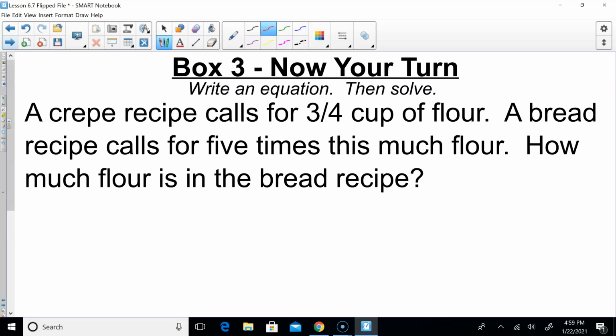And last but not least, write an equation then solve. A crepe recipe calls for 3/4 cup of flour. A bread recipe calls for 5 times this much flour. How much flour is in the bread recipe? Good luck solving that.